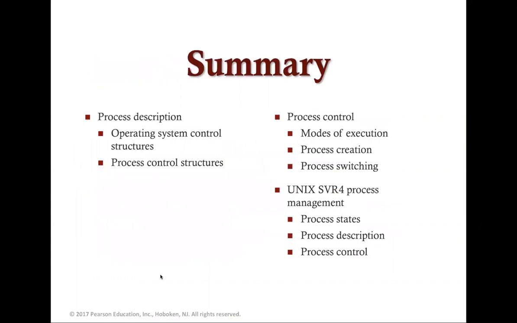So, a summary of what has been discussed in part one of today's class. We talked about process description, including operating system control structures and process control structures, and process control, including modes of operation of the processor, process creation, and then process switching. What are the process switching flow or steps? We covered a case study, the Unix case study with focus on SVR4. We addressed process management in this case study, including process states, process descriptions, as well as process control. Thank you for listening. And now we're going to start part two.